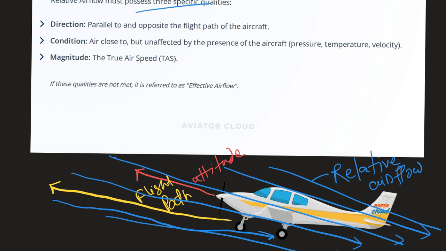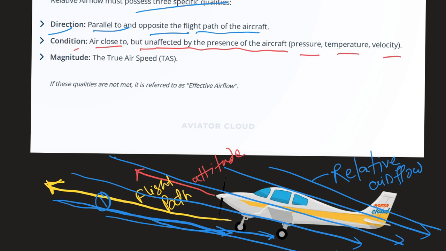Relative airflow has three qualities. One is the direction. It is parallel and opposite to the flight path of the aircraft. So if the yellow line is the direction of the flight path, the blue line, the relative airflow, will be in the opposite direction and also parallel to the flight path. Condition number 1. Condition number 2: air close to but unaffected by the presence of the aircraft, in pressure, temperature, velocity. That means the air that is very close to the aircraft, the direction of the airflow. That is the relative airflow.